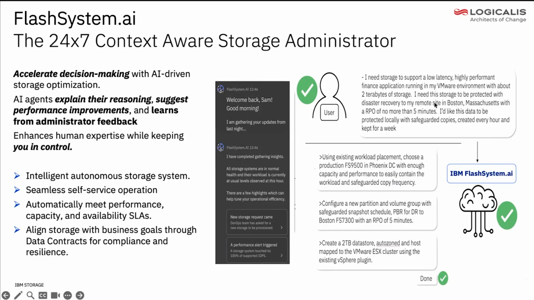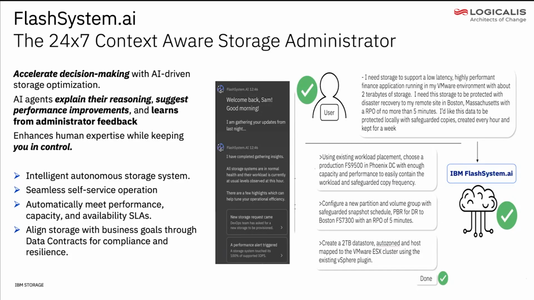And I need this storage to be protected with DR to my remote site in Boston, an RPO of no more than 5 minutes. I'd also like this data to be protected locally with safeguarded copies, created every hour and kept for a week. I can't imagine how long that would take to do manually, but if your administrator is able to put that into conversational terms, the FlashSystem.ai can then use its context awareness and prescribe a set of steps such as this, where your admin can just go in and click, click, click, and they're able to execute all of that with a few clicks.